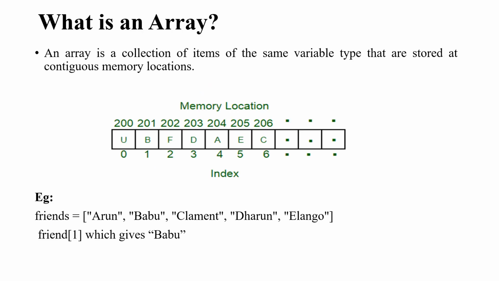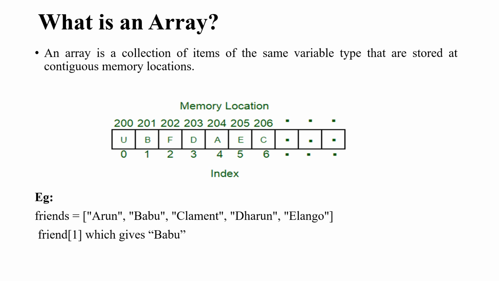Okay, what is an array? An array is a collection of items of the same variable type that are stored at continuous memory locations. It is a way to organize and store multiple items of the same type in a single structure to make it easy to manage data effectively.